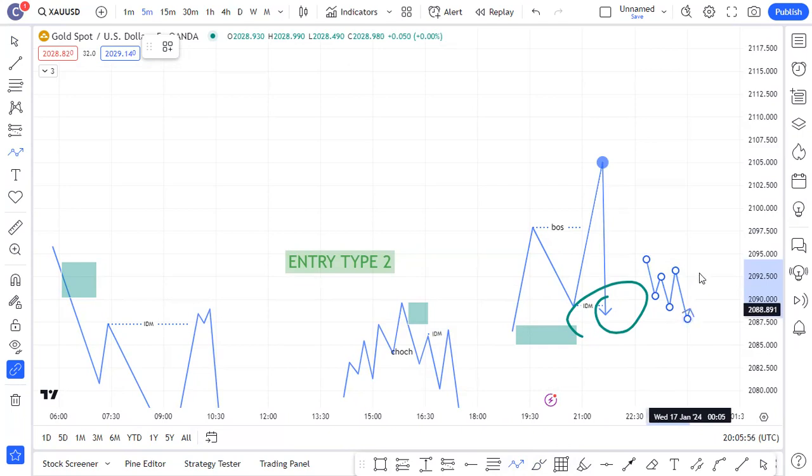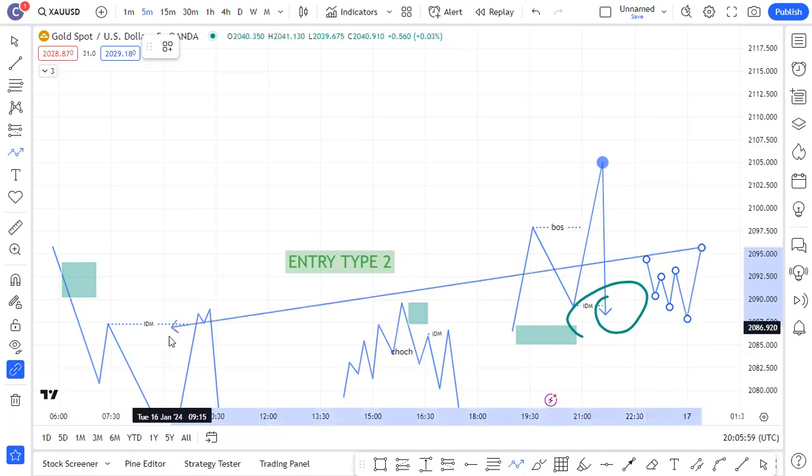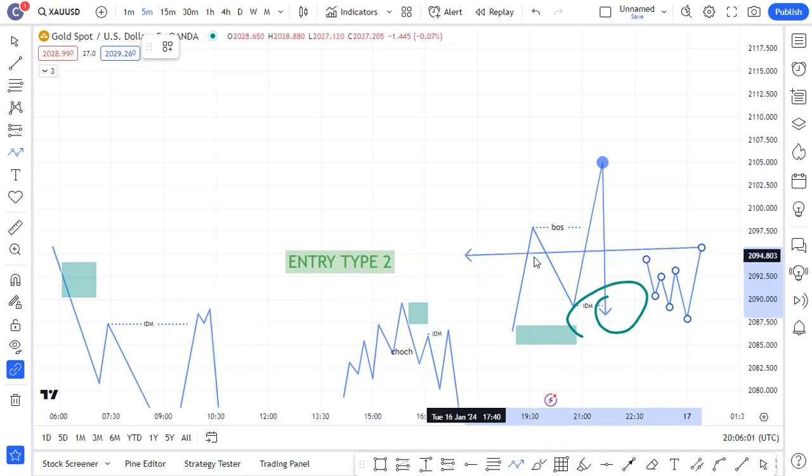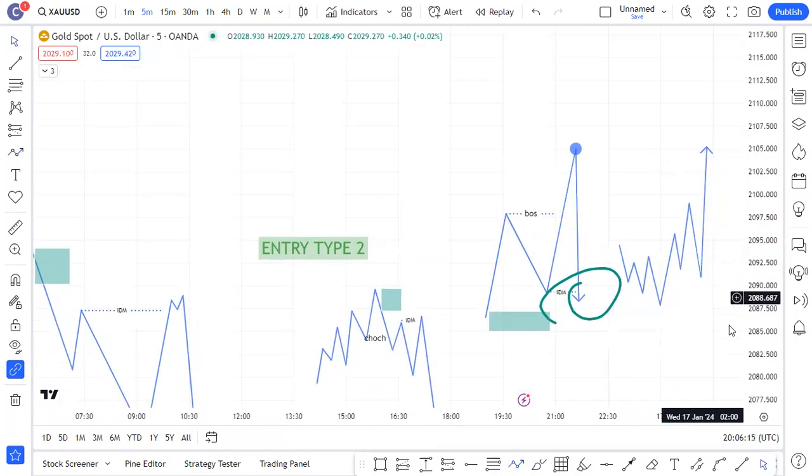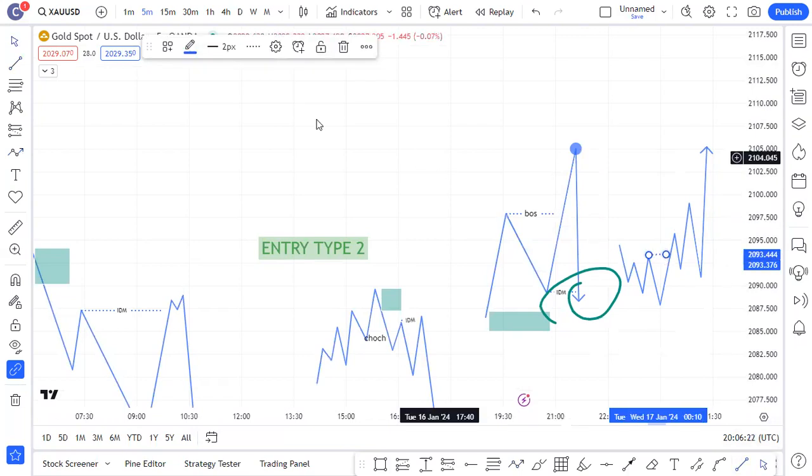So if it breaks above this first high, and this can be a change of character, then it gives you something like this, a pullback, which acts as an inducement. It will take it out like this, then it goes up. Something like this will be a change of character.